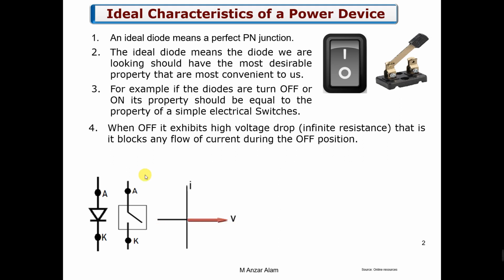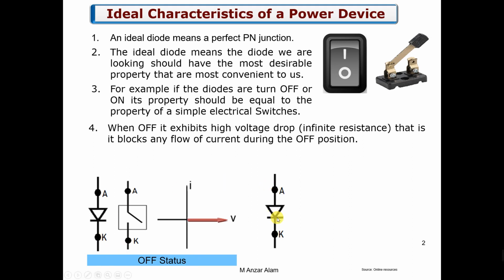Remember this, we are studying the ideal diode. Later on we will study some more practical diode. So this is the status for an ideal diode, when this ideal diode is in the off status. Now we move to the on status.